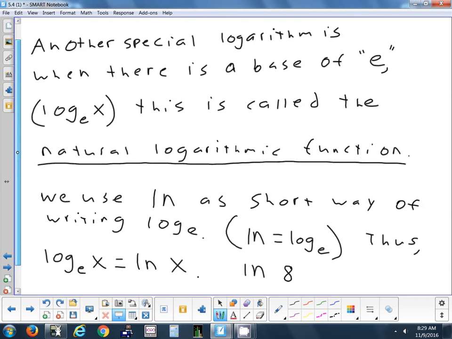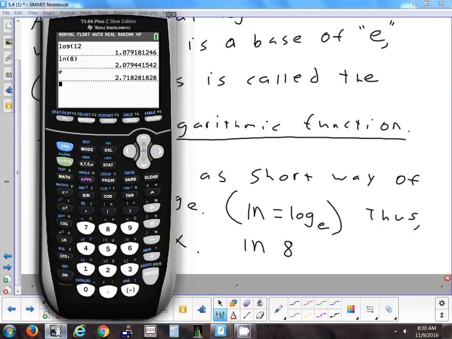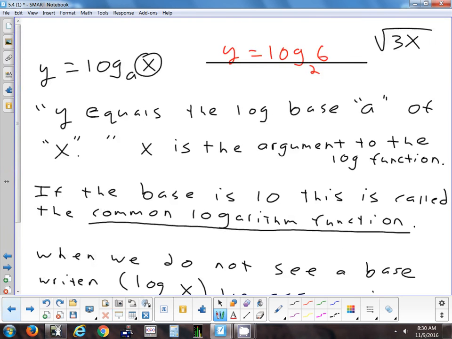So any questions on the names of the two special logs? If you have a log with a base other than 10 or e, we just say that that's a log base, whatever the number is: log base 6, log base 12. And you don't have a button on here for typing in logs other than base 10 and base e. So if I wanted you to do a problem like log base 2, there is a way to type it in, but not with just one button. Okay, so we'll have to talk more about that probably next time.